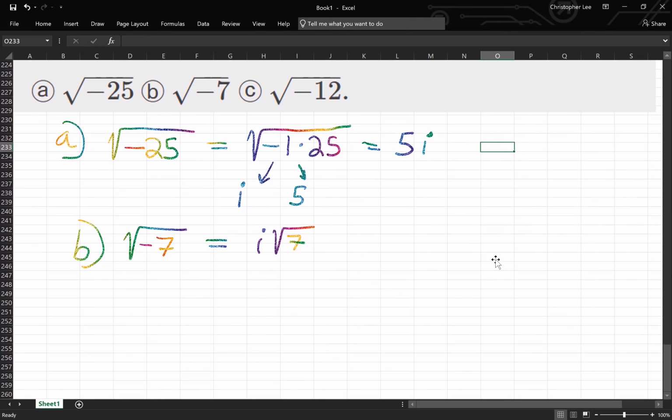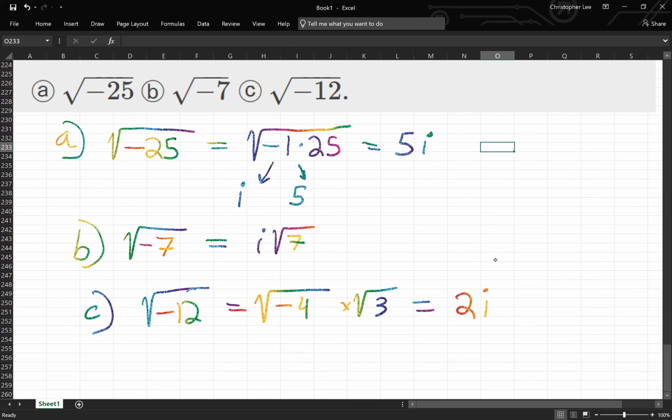All right. And how about C now? C is the square root of -12. And then we have a perfect square that goes into that. This is like square root of 4, wait, no, I'm sorry, I made a mistake. Square root of -4 times square root of 3. So this will become 2I square root 3.